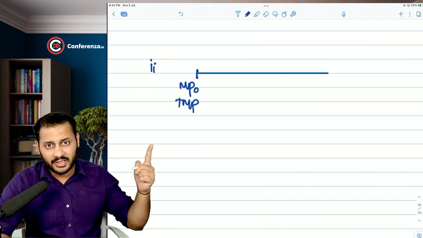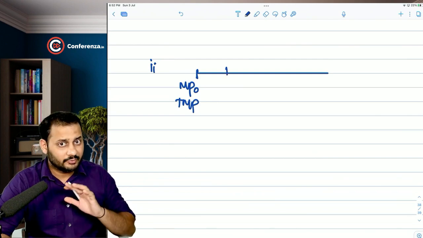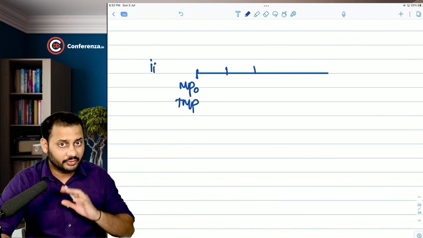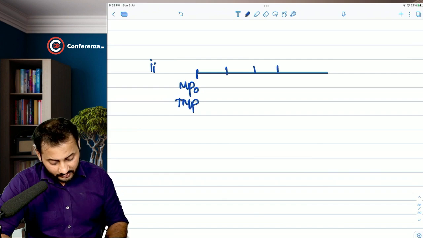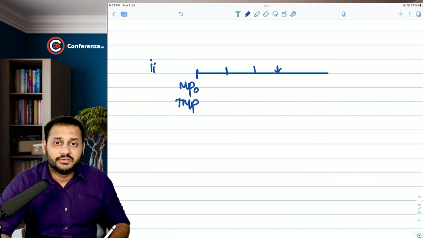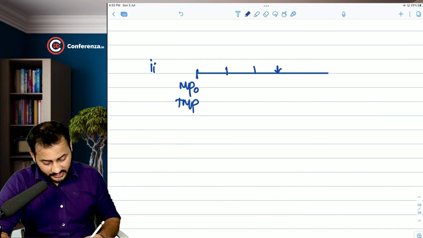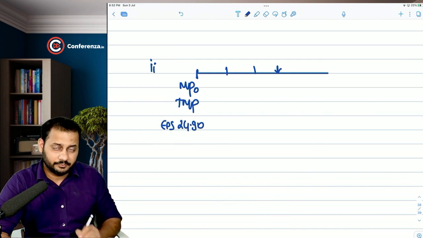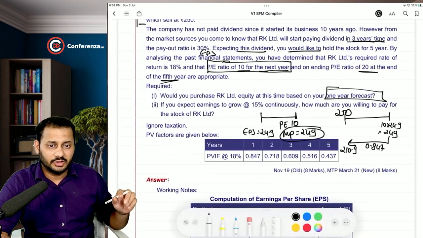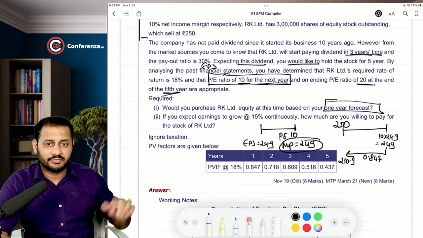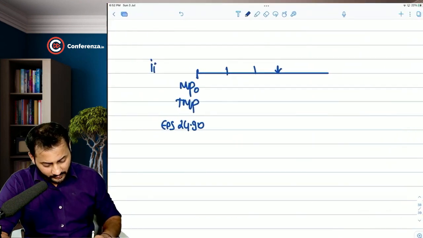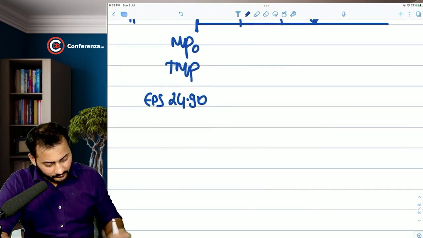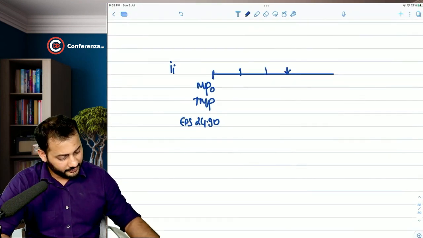And when I buy the share, in the first year I'm not going to get anything, in the second year I'm not going to get anything, in the third year I will be receiving dividend, which will be 30% of the EPS. So understand, EPS, if it is 24.90 today, it will grow by how much? Can I say it as 15%, right? So what you have to do is, it will grow by 15%.